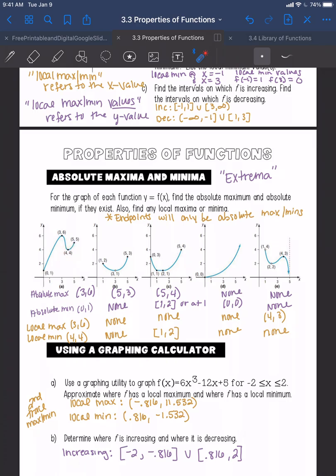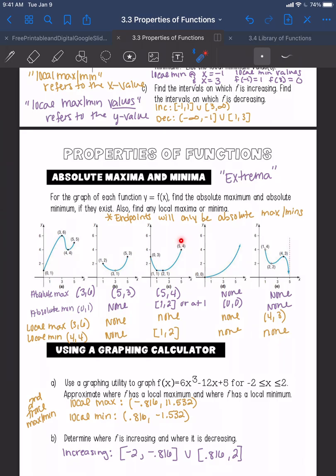For graph B, my absolute maximum value is (5, 3). My absolute minimum, you might think was (3, 1), but (3, 1) is not included in the domain because it's an open circle there. There's no local max and there's no local min because they can't be the endpoints.